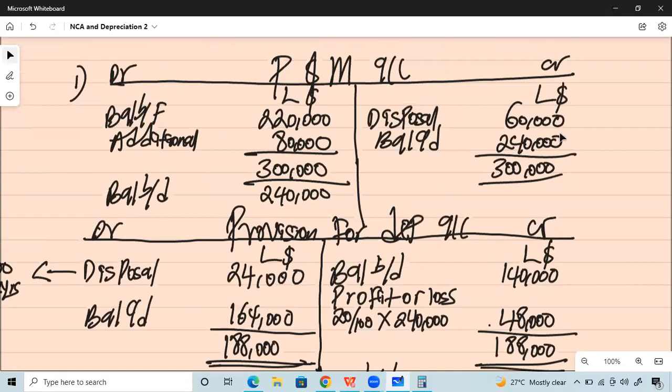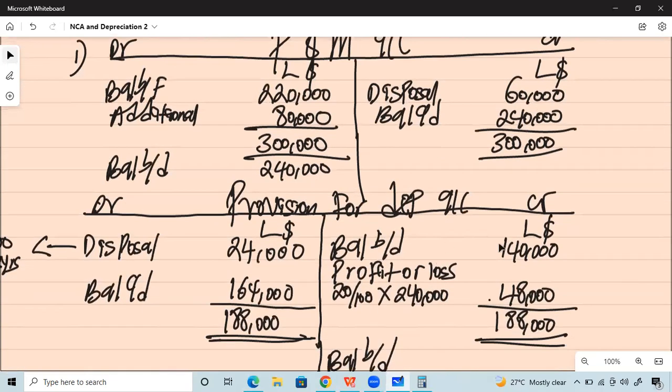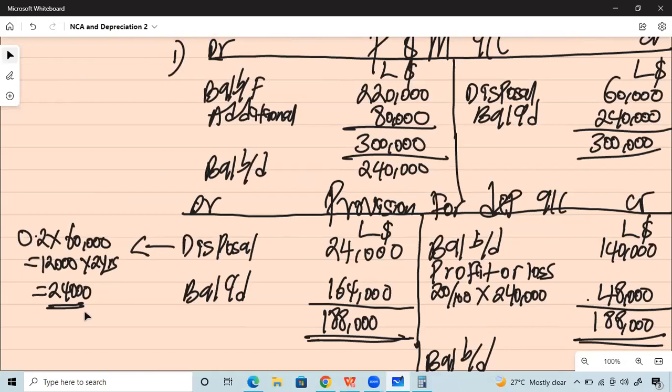These are the ledgers. You have an asset before, 220. You buy a new one, addition of 300. You sell 60,000. 300 minus 60. This is the depreciation that you have before, 140. The new depreciation for the current year, 20% of the current one, is 48,000. Add this together. When you dispose of an asset that you acquired 60,000 2 years ago, based on depreciation policy, 0.2, that is 20% of 60,000, you have 12. 12 multiplied by 2, you have 24.